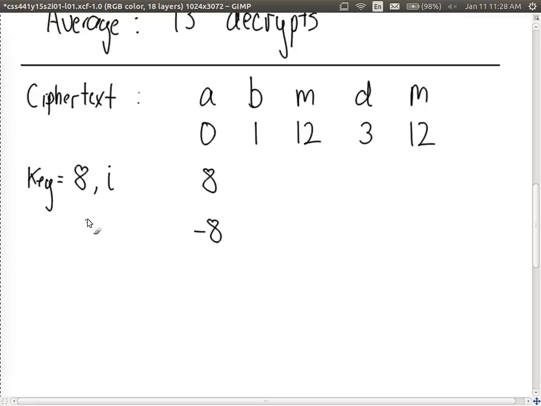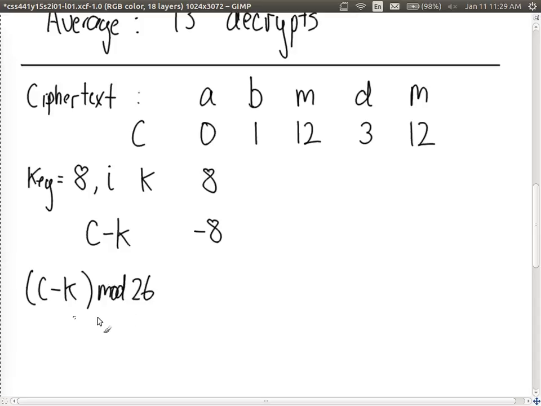So this is the value of C, the ciphertext, 0. The key is 8, so C minus K is -8. What's C minus K mod 26? What's -8 mod 26?